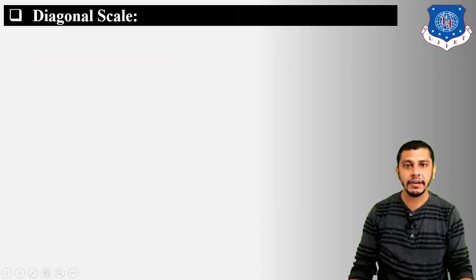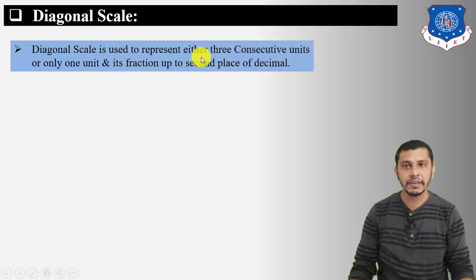Now as you all know that plane scale is used to measure two consecutive units. That means if we have meter, decimeter, we can use plane scale. If we have kilometer, hectometer, we can use the plane scale to measure the distance. But diagonal scale is used to represent either 3 consecutive units or only 1 unit and its fraction up to second place of decimal. So for example, if we have a unit like kilometer, hectometer, decameter, yard, foot, inch.